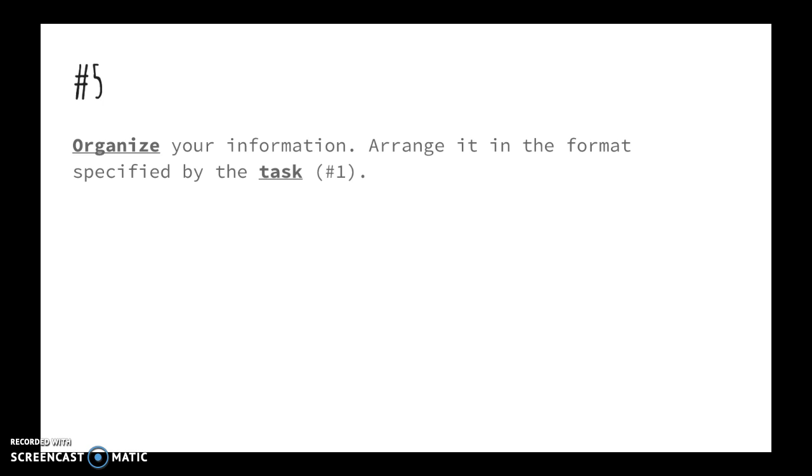Now, you need to put the information in an order that makes sense. Organize your information. If you're telling about someone's life, this could mean listing events in that person's life in the order they happened. The format is determined by the task. Do you need images with captions for a poster? Or are you writing in paragraph form? The task from step one determines how you will arrange and present your information.